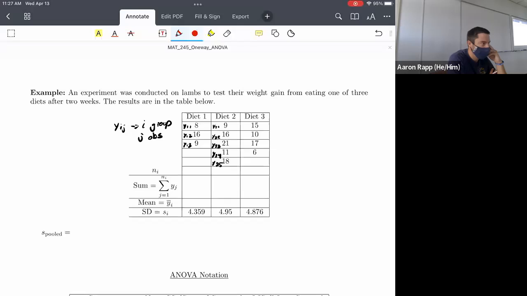Yeah, I see a total number of 3 observations, which means the number of observations I have for that first group is 3. What about for the second diet? How many observations do I have? 5. And then the last diet, how many observations do I have? 4.